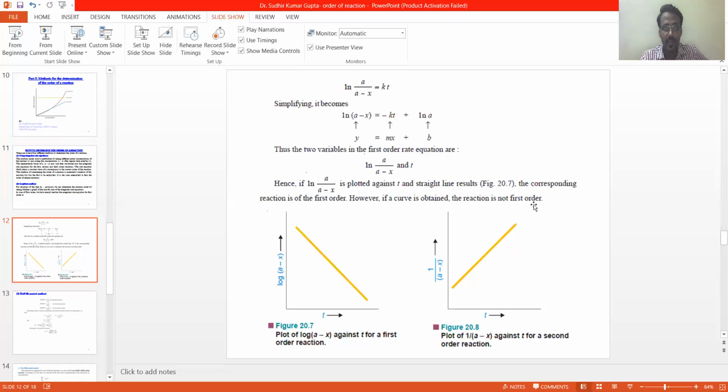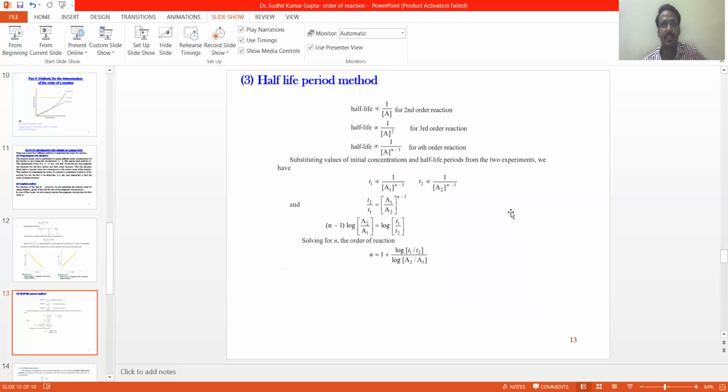So here, if log of a minus x decreases with t, then that is a first order reaction. But if we are not getting any pattern there, then we will see if 1 upon a minus x increases with t, then it is a second order reaction. So this is also a hit and trial method. Here we will measure the concentration at different times and plot its expressions with respect to t, depending upon the integrated rate equation. And the nature of variation will be matched with the integrated rate equation and will define the order of the reaction. And then third is the half-life method.